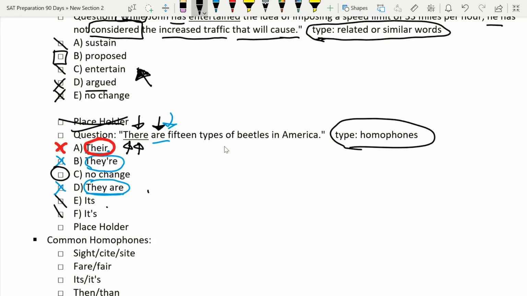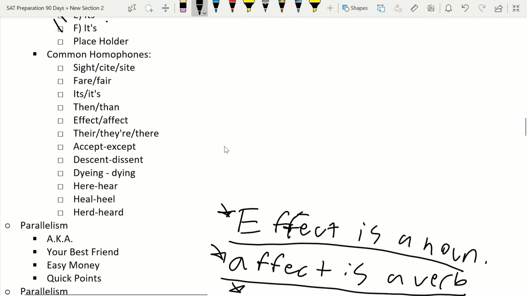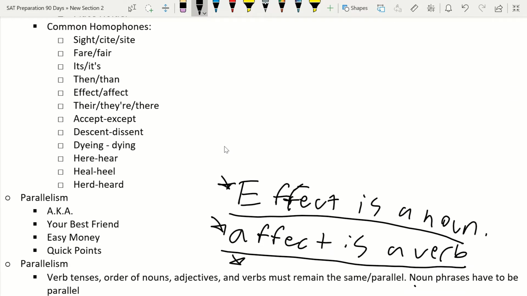So if you see a question that has a homophone underlined, understand it's probably dealing with homophones. All right, next up, some common homophones that you should know. I've got them listed right here. If you want to pause the video, memorize them, write them down, whatever you want to do. I'll just read through them real quick.